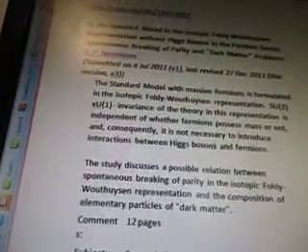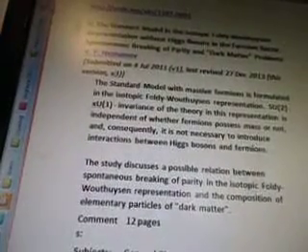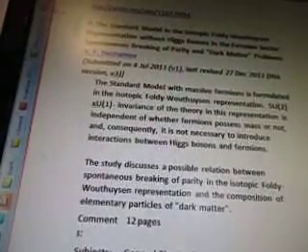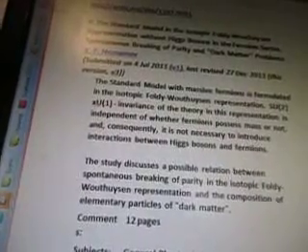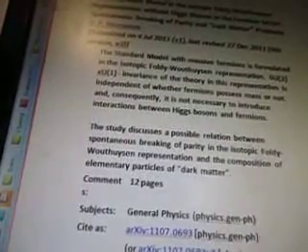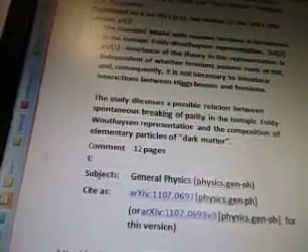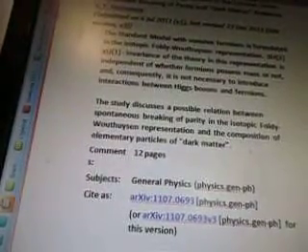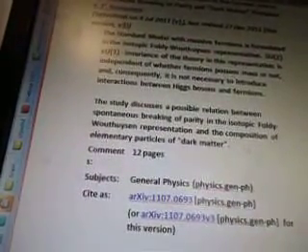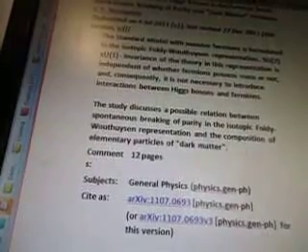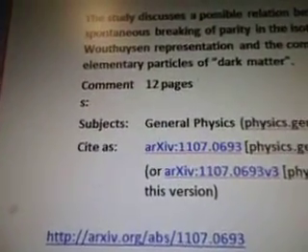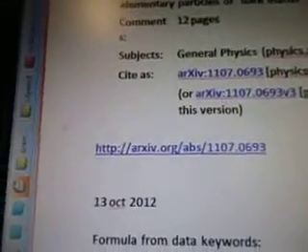Invariance of the theory in this representation is independent of whether fermions possess mass or not. Consequently, it is not necessary to introduce interactions between Higgs bosons and fermions. The study discusses a possible relation between spontaneous breaking of parity in the isotopic Foldy Wouthuysen representation and the composition of elementary particles of dark matter. So that's arxiv.org.